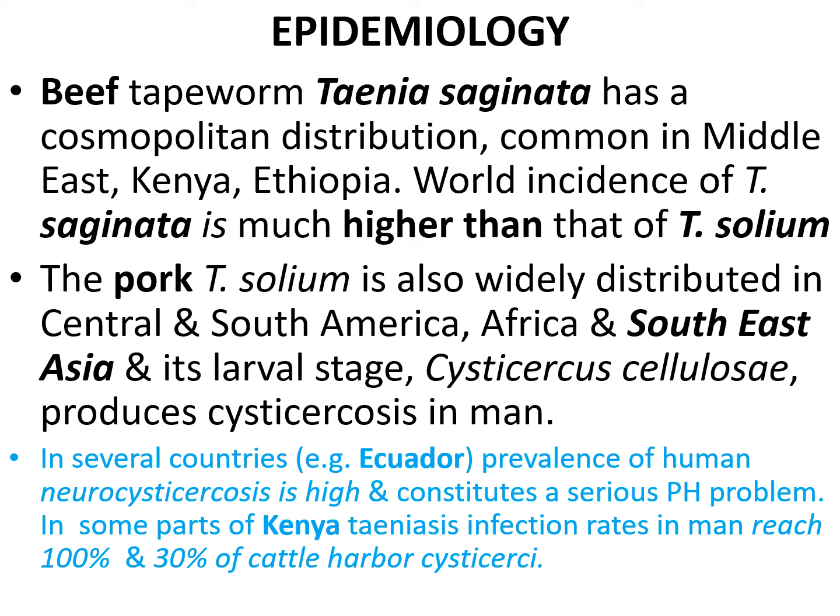Epidemiology. The beef tapeworm Taenia saginata has a cosmopolitan distribution, common in the Middle East, Kenya, Ethiopia. World incidence of Taenia saginata is much higher than that of Taenia solium. The pork tapeworm Taenia solium is also widely distributed in Central and South America, Africa and Southeast Asia. Its larval stage, Cysticercus cellulosae, produces cysticercosis in man. In several countries, e.g. Ecuador, prevalence of human neurocysticercosis is high and constitutes a serious public health problem. In some parts of Kenya, teniasis infection rates in man reach 100% and 30% of cattle harbor cysticercosis.